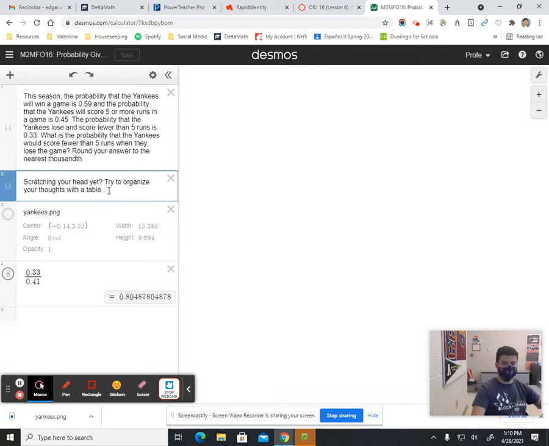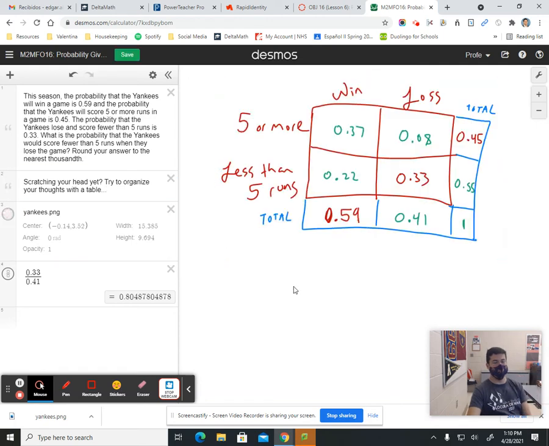First thing I'm going to do, so I'm not scratching my head so much, is try to organize my thoughts with the two-way table that we've been talking about. So, magic, in 1, 2, 3. There's my two-way table. In red, I've got the given information. So I've got a 59% chance that the Yankees will win. I've got a 45% chance that they score 5 or more, and a 33% chance that they lose and score less than 5 runs.